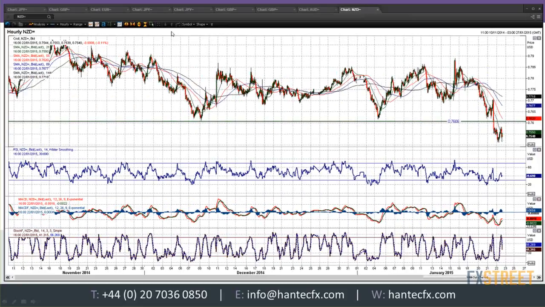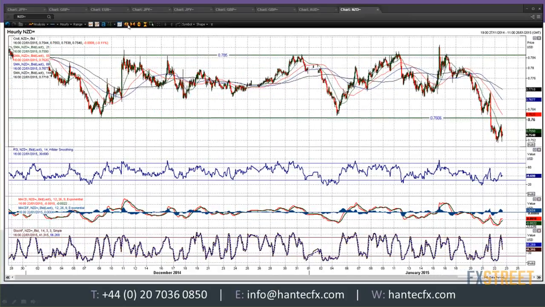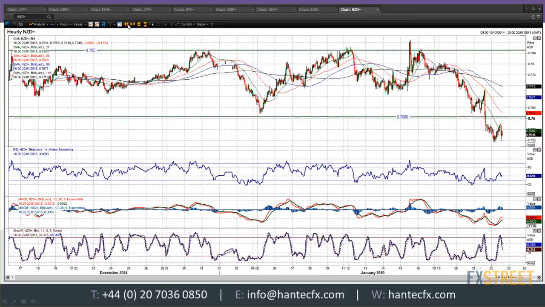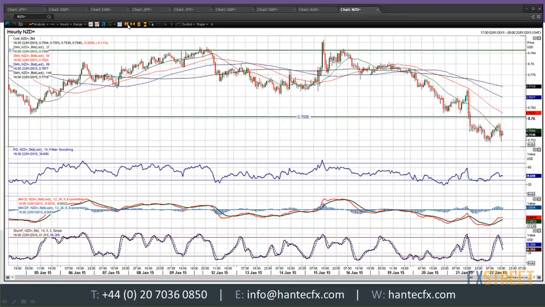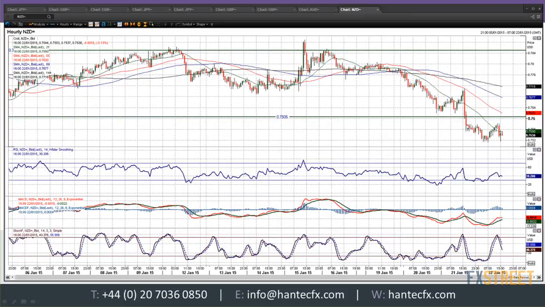You had a pretty strong range on Kiwi, I have to say, and that range high came in consistently around that 78.50 level. And we've had this breakdown, and that breakdown came on the back of the change in monetary policy by the Canadian Central Bank. They cut interest rates. Commodity currency. Kiwi's a commodity currency. It's also oil-based.